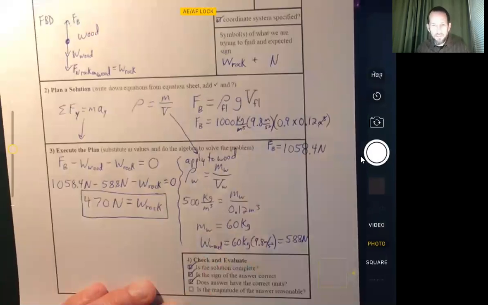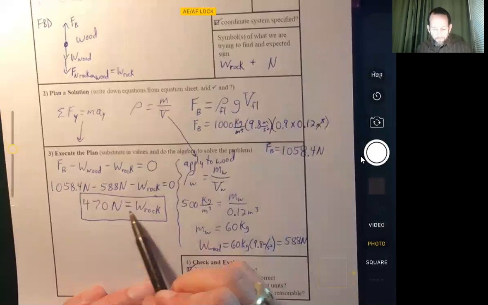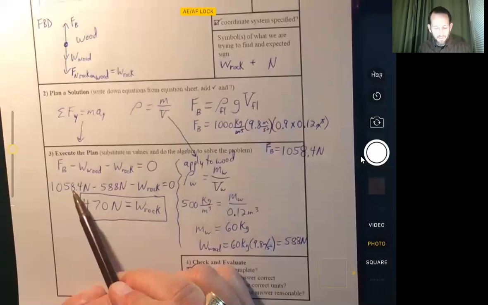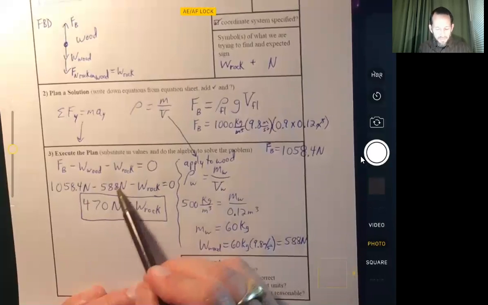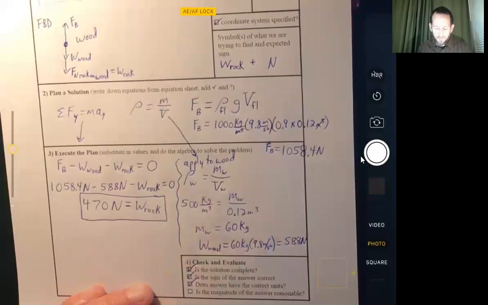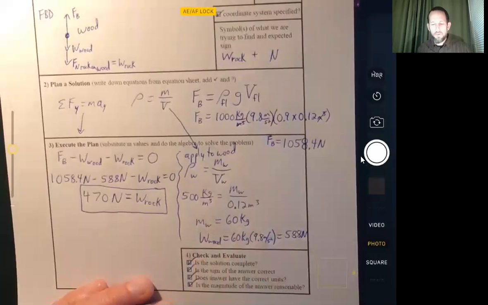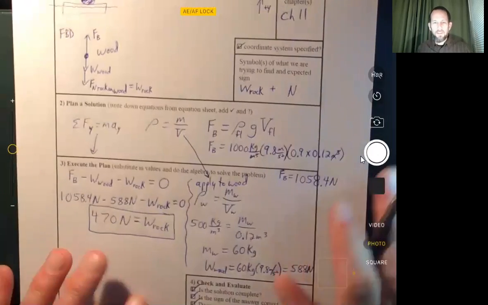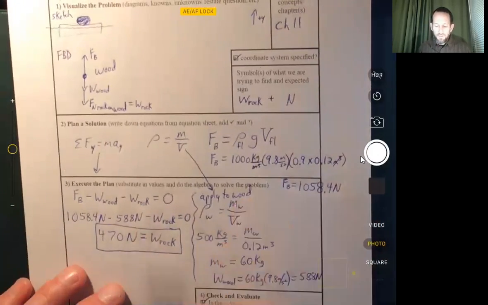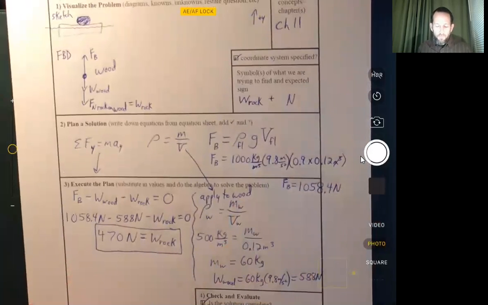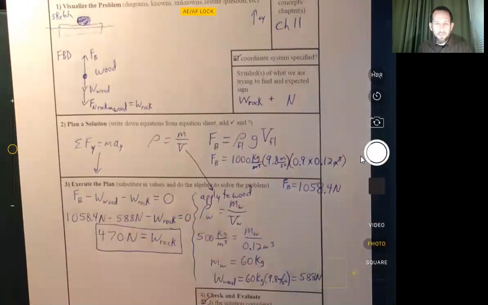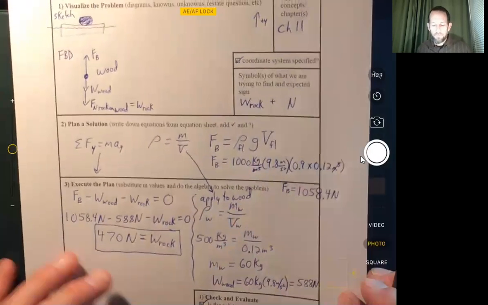Is the magnitude of the answer reasonable? Well, it's kind of hard to say, but it's certainly good that the weight of the rock is smaller than the buoyant force. That makes sense. And we can go back and check. We can add these two together and they do add up to that. So as far as we can tell, the magnitude is reasonable. All right, that's all there is to that problem. So we got to use three different equations from this unit as well. Well, two equations from this unit and one from a prior unit, to practice our free body diagram drawing skills. And there you have it.